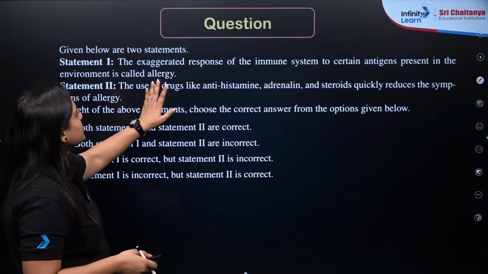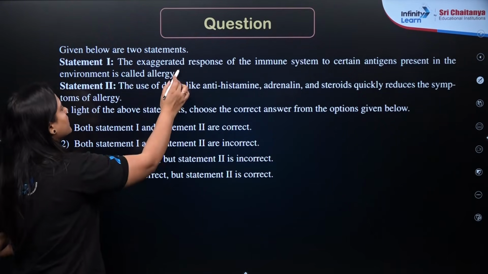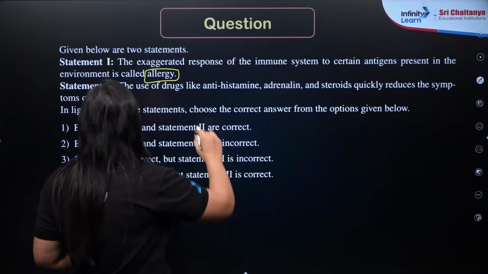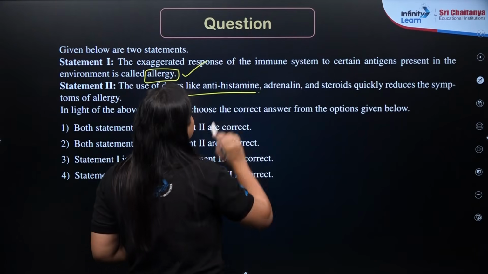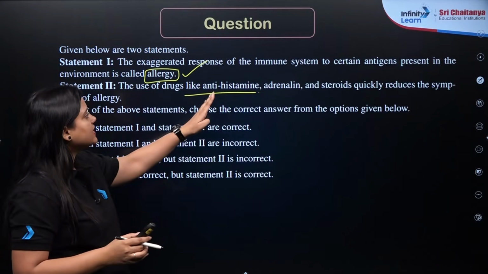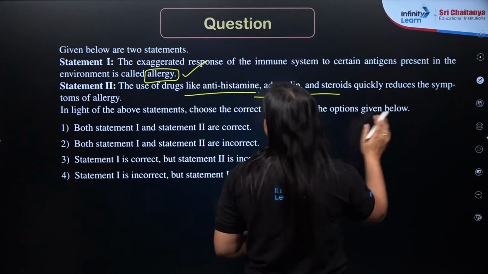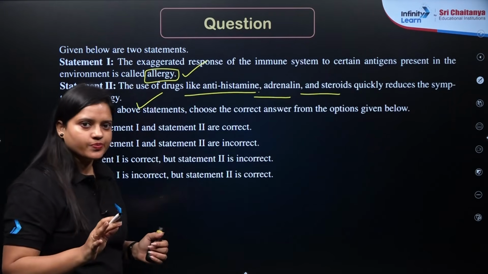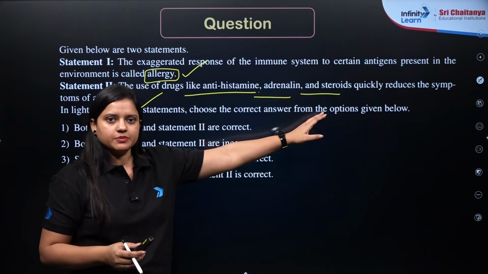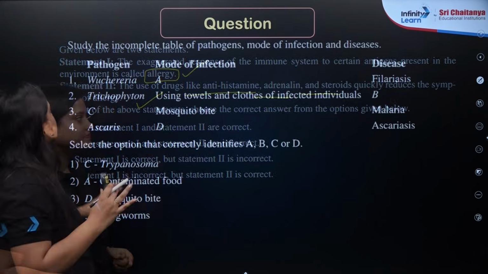Next. The exaggerated response of the immune system to certain antigens present in the environment is called allergy. So, allergy is the overreaction of your immune system. That is true. And the use of drugs like antihistamine. The symptoms of allergy are because of increased secretion of histamine, so definitely antihistamine is going to help. And adrenaline, steroids quickly reduce the symptoms of the allergy. That is true, right? So, for the treatment of allergy, we give antihistamine, adrenaline and steroids to the patient. So, both the statements are correct and the correct answer should be 1. So, let's see the next question.